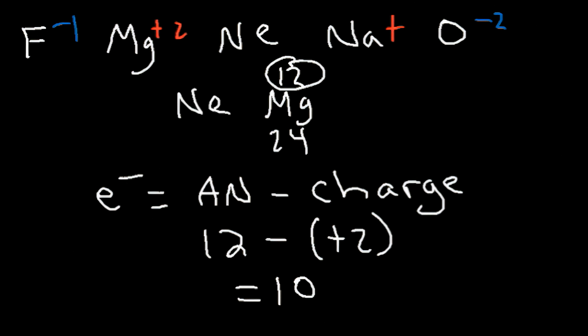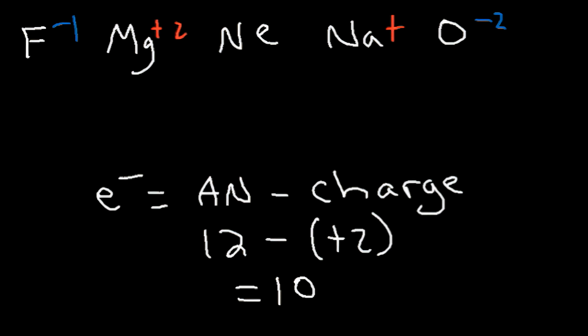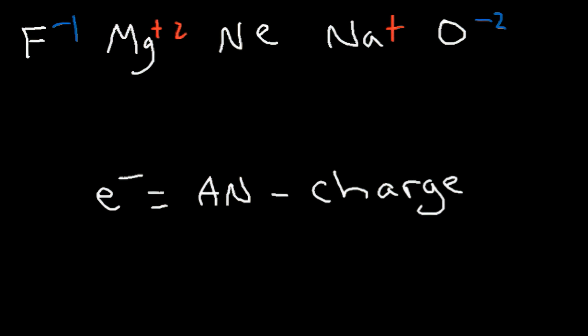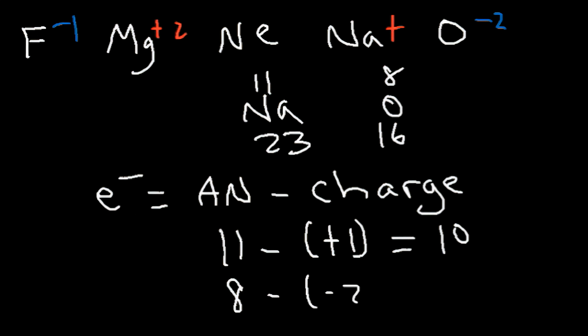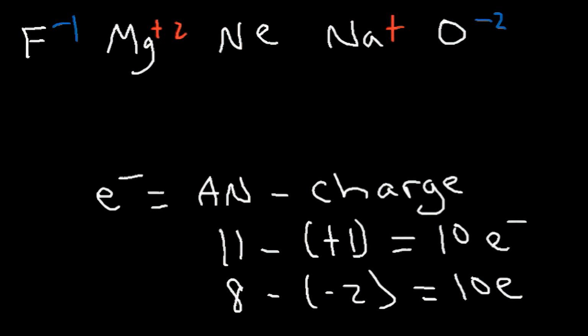Now for neon, it's an atom, which has an atomic number of 10, a mass of 20, and atoms are neutral, so they don't have a charge. So it's 10 minus a charge of 0. Neon has 10 electrons. Now what about sodium? Sodium has an atomic number of 11, and oxygen has an atomic number of 8. So for sodium it's 11 minus +1, which is equal to 10, and for oxygen it's 8 minus -2, so oxygen has 10 electrons. So all of these particles are isoelectronic with each other. They have the same electron configuration.